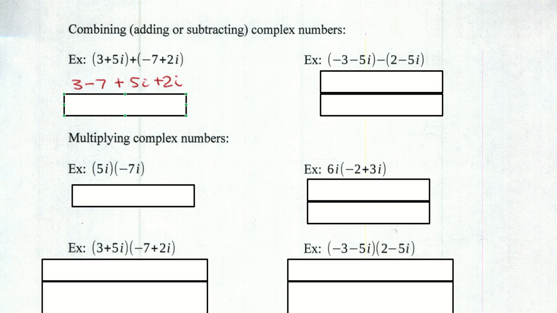So we're going to do exactly what you expect. 3 minus 7 is negative 4, and 5 plus 2 is 7. So here's another complex number. The real part is negative 4, and the imaginary part is positive 7i. And that's our answer. We've added these. Now, the moment you see how this goes, you realize how easy this is. This is just combining like terms. So you might say, well, how would this change if we did subtraction instead of addition?